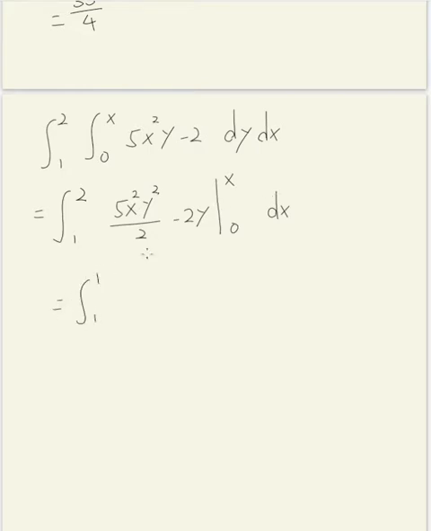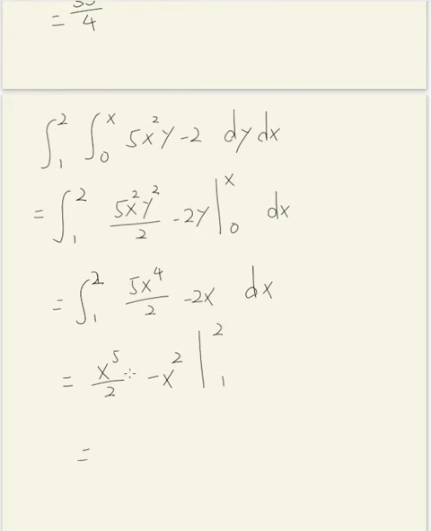Anyways, plug it in, we get 5 times x to the 4th divided by 2 minus 2x, and then again minus 0, dx, and that is x to the 5th over 2 minus x squared, evaluated from 1 to 2.